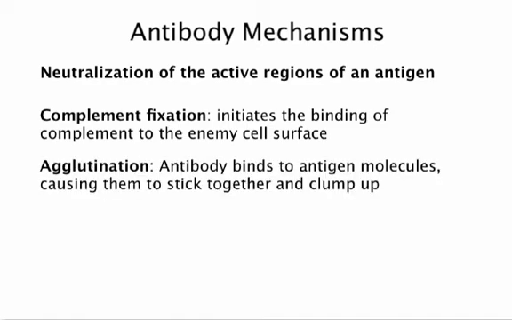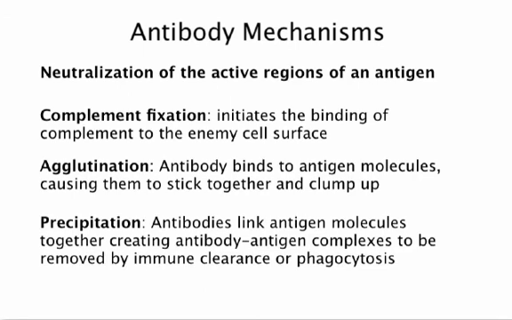This is where the antibody binds to antigen molecules on two or more enemy cells at once, causing them to stick together. And finally, precipitation, in which the antibodies link antigen molecules together, creating antigen-antibody complexes that are too large to remain dissolved in solution and can be removed by immune clearance or phagocytized by eosinophils in the connective tissues.